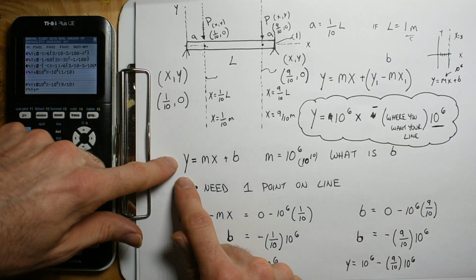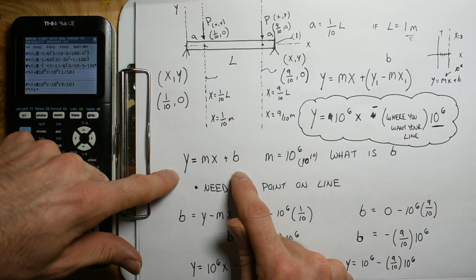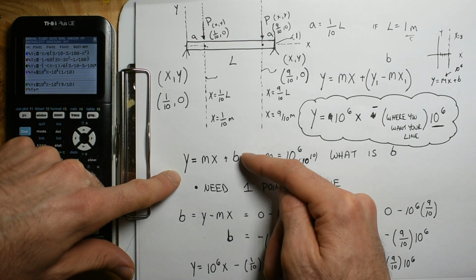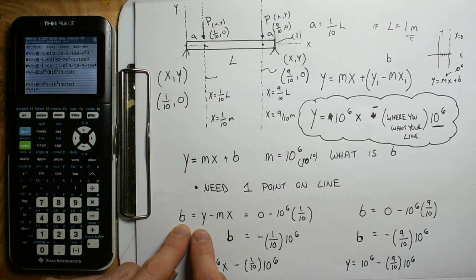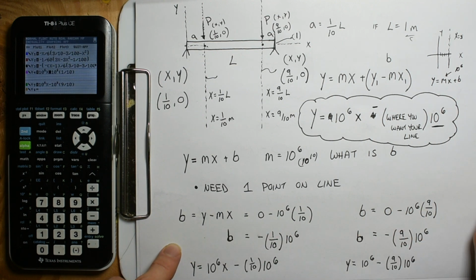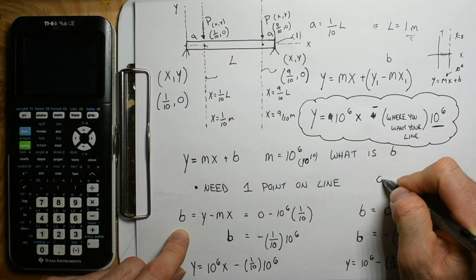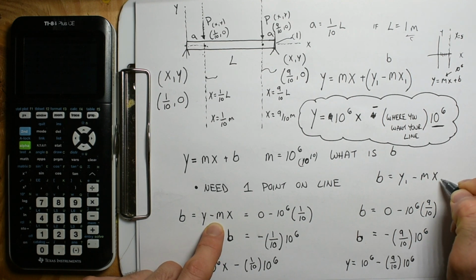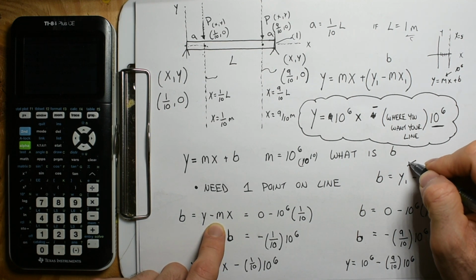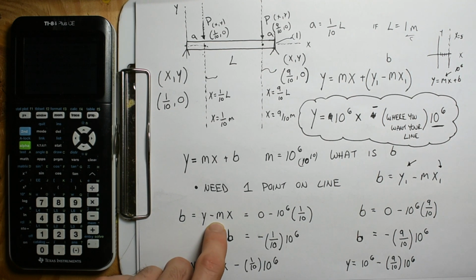So here's the general equation for a line. y is equal to mx plus b. And I like to rearrange this equation to solve for b. That's going to be b is equal to y minus mx. And we might want to write this again as b is equal to some value of y minus the slope times some value of x. So we're going to input our x and y points.